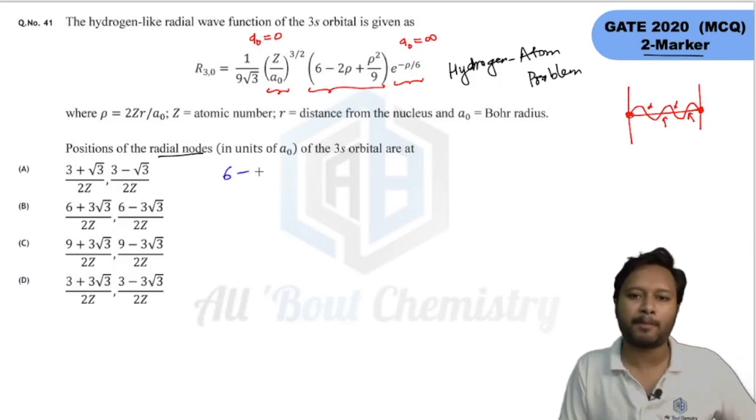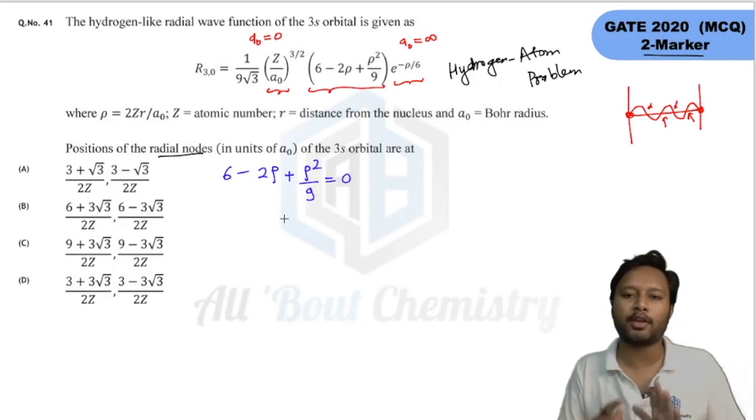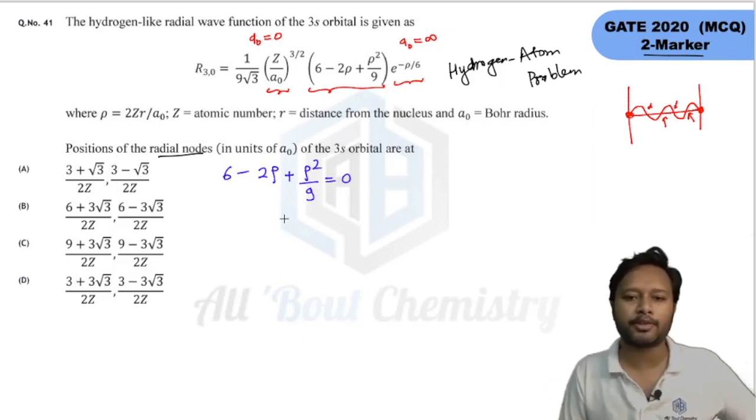So 6 minus 2 rho plus rho square upon 9, I am going to take it equal to 0. That's it. Okay. So I am going to take that particular part in order to find out the number of nodes and the value of nodes. Now you have to make this a quadratic equation.